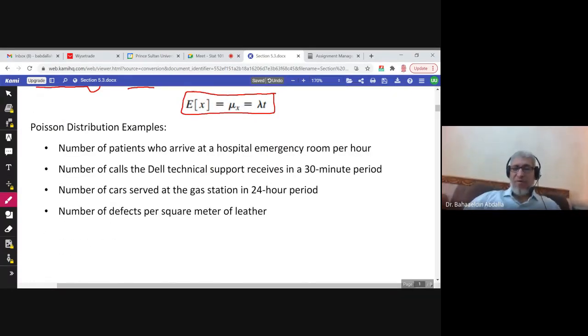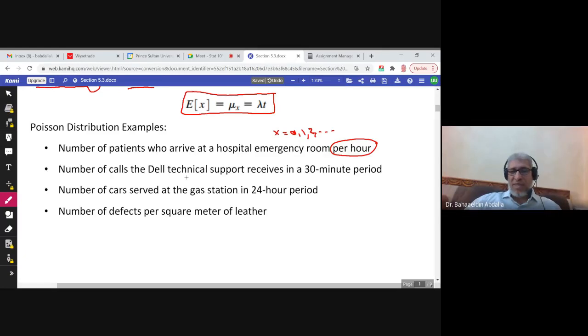Some examples about the Poisson distribution. Number of patients who arrive at a hospital emergency room per hour. This is our segment. So how many patients could arrive at the emergency room? You can say 0, 1, 2, or more. There is no upper limit. You cannot say until 10. Maybe 11 will come in an hour. Maybe 20 will come in an hour. You don't know where to stop.